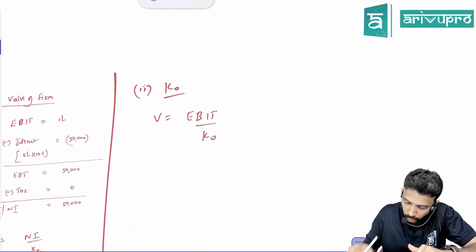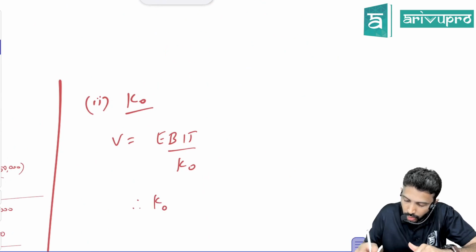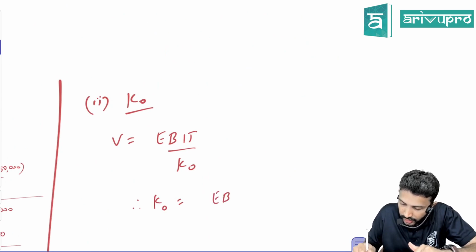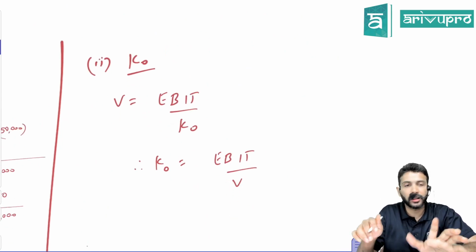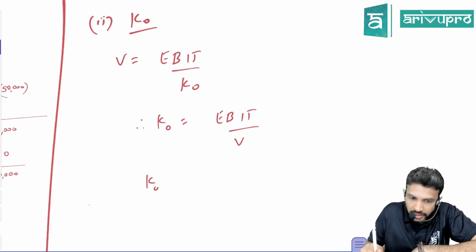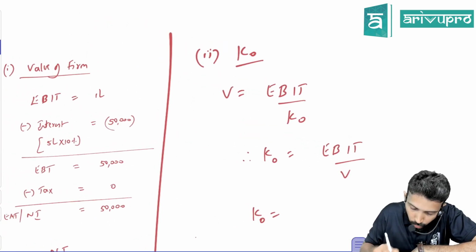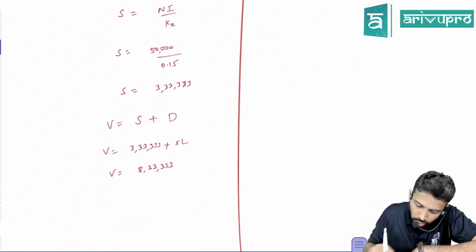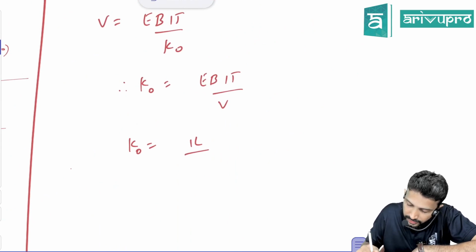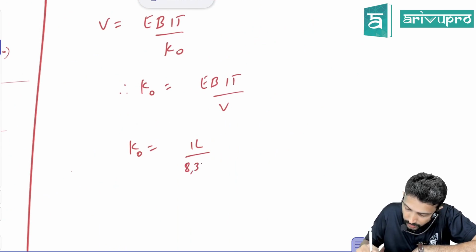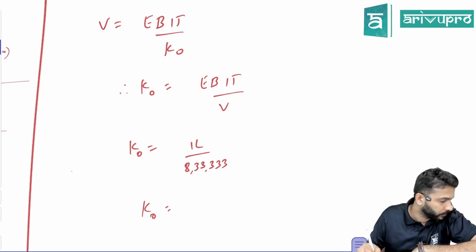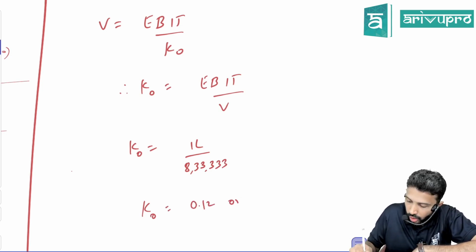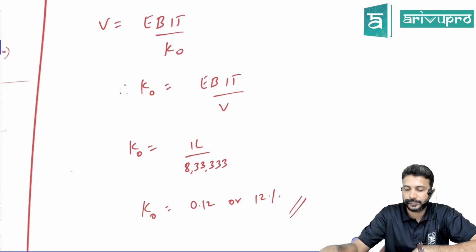Therefore, overall cost of capital is what, sir? EBIT divided by V. I'll rephrase it. EBIT is 1 lakh given here only. Value of the firm, just now we got it to be 8,33,333. So the overall cost of capital is 0.12 or 12%.